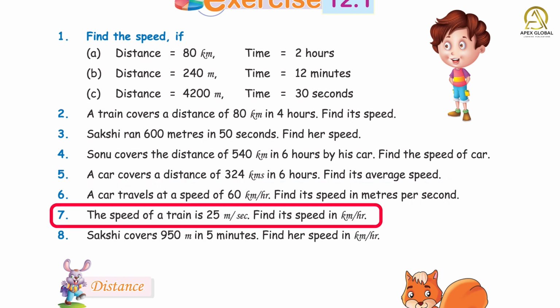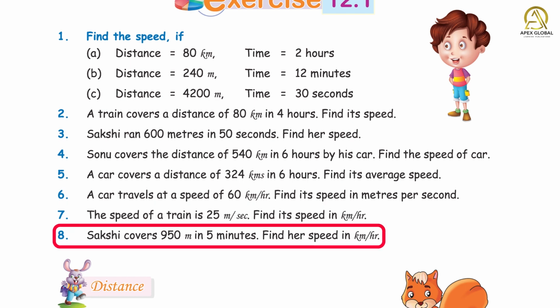Question 7. The speed of a train is 25 meter per second. Find its speed in kilometer per hour. Answer 90 km per hour. Question 8. Sakshi covers 950 meter in 5 minutes. Find her speed in kilometer per hour.